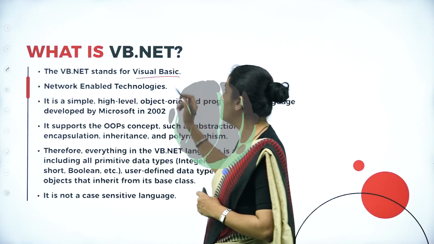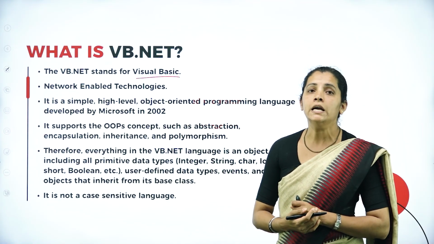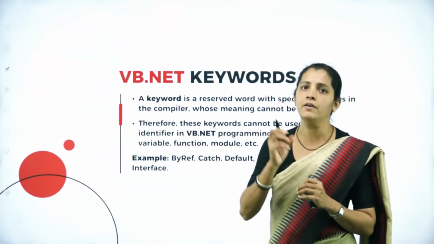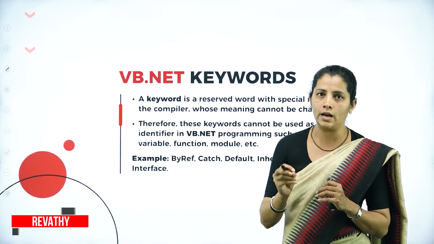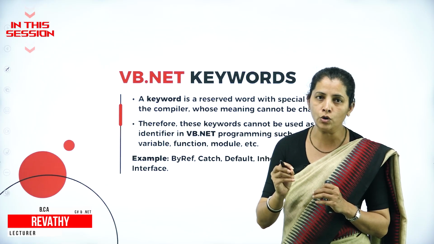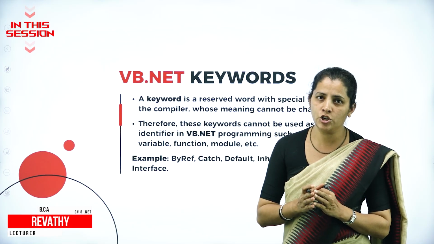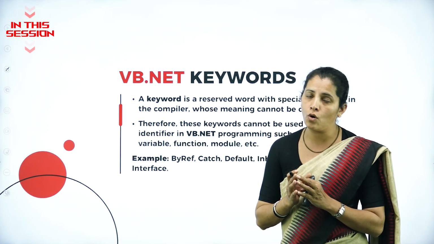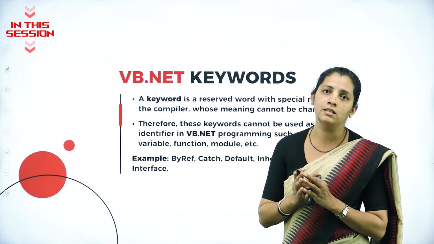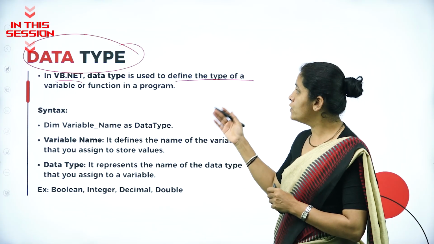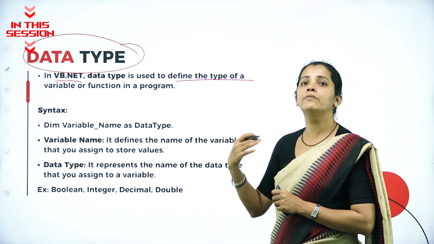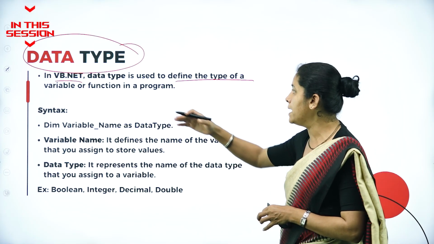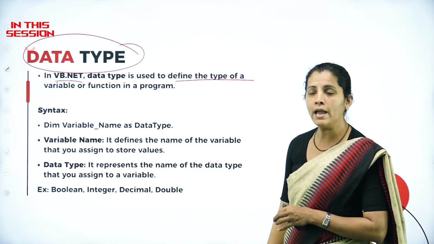VB is nothing but Visual Basic. It is a network-enabled technology. If you want to write any programming language or develop any application, you must know the basic building block of programming language, that is nothing but the tokens. Why do I use a data type? In order to define what kind of variable I'm going to use in my program or in my function.